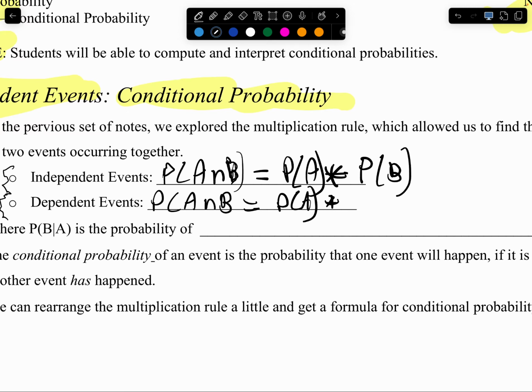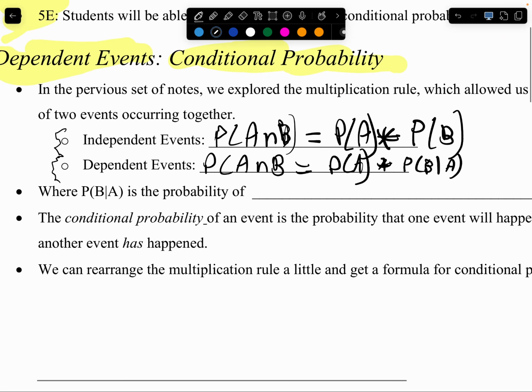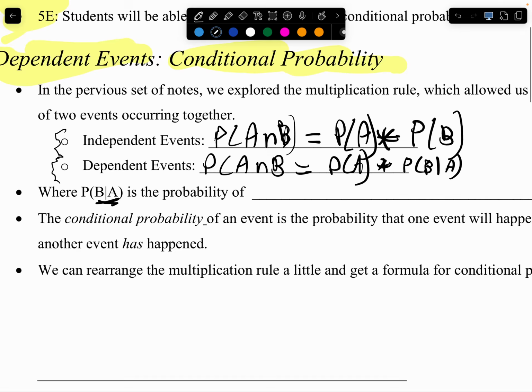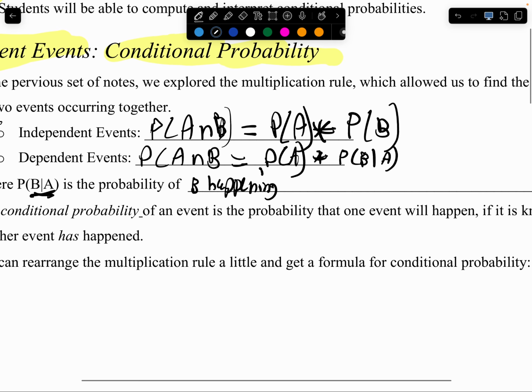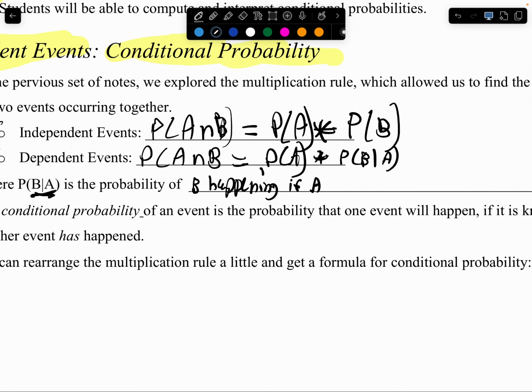times, not the B, but a restricted version of the B: the probability that B happens given that A is already true or has already happened. That sounds kind of weird. Let me show you how that's going to look in just a second. This is called the conditional probability of B happening if A already happened, or if A is already true.